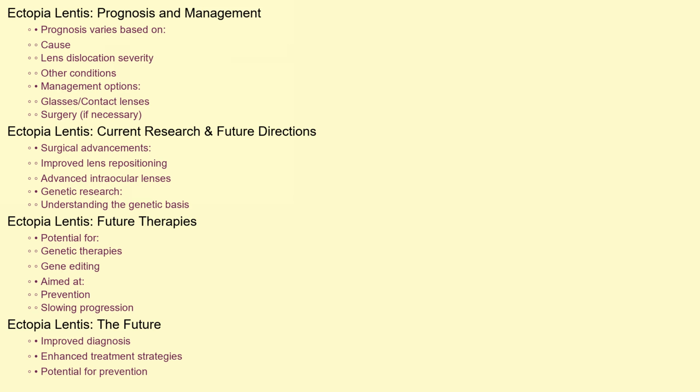Furthermore, ongoing research into the genetic basis of ectopia lentis is paving the way for potential future therapies aimed at preventing or slowing the progression of this condition. Genetic therapies and gene editing could potentially prevent or mitigate the development of this condition in those predisposed. The future holds promise for improved diagnosis, treatment, and ultimately, prevention of ectopia lentis.